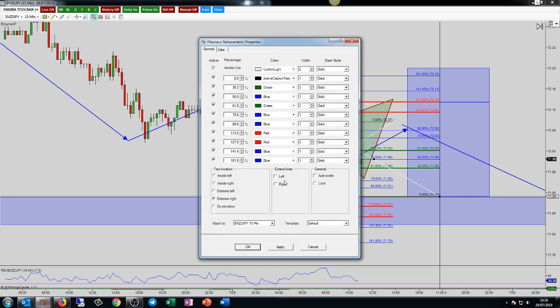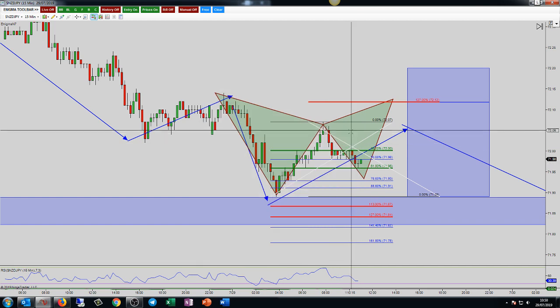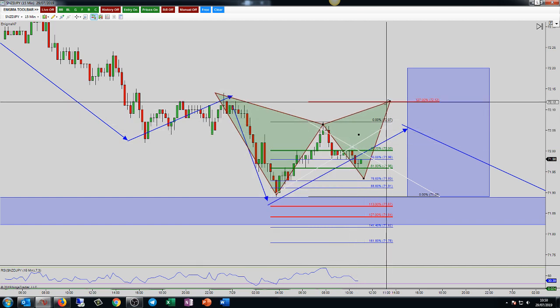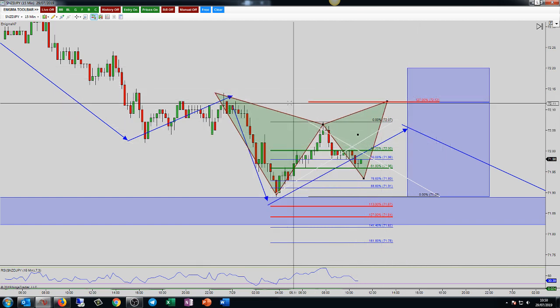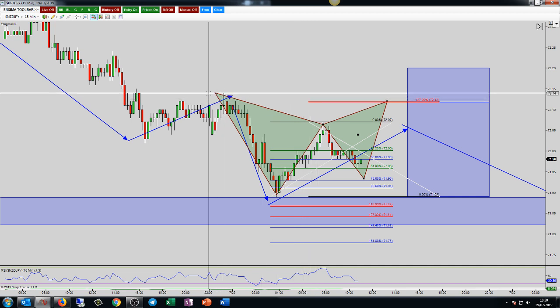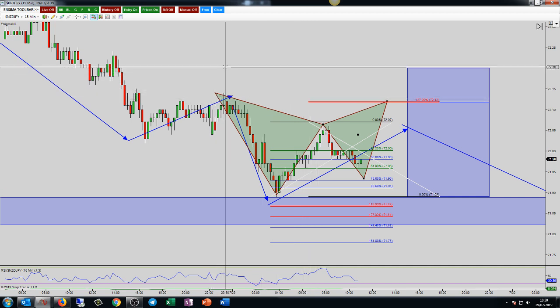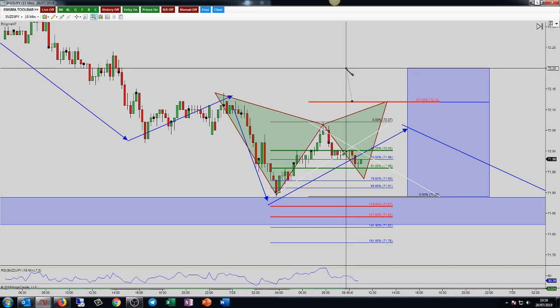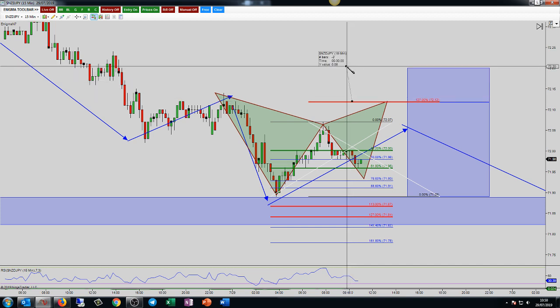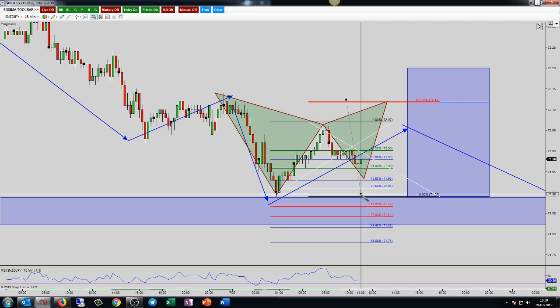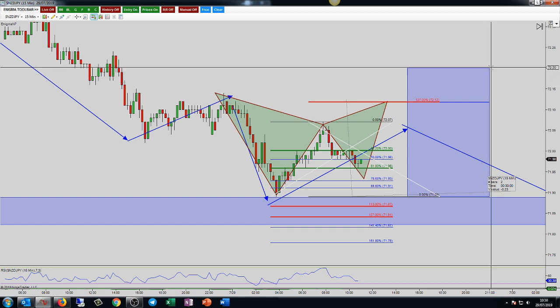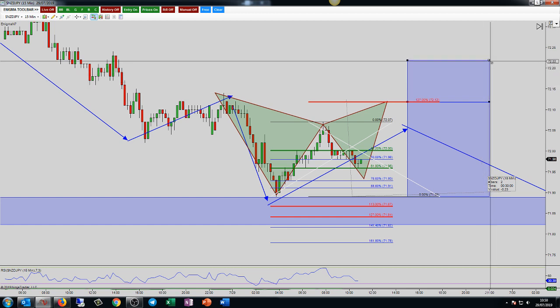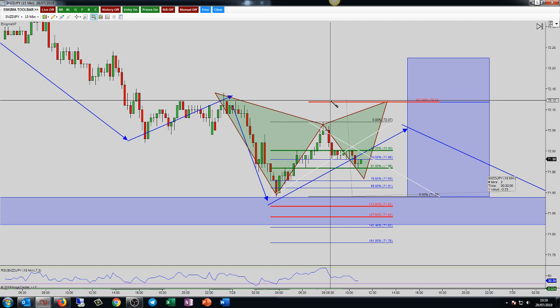Okay, your entry would be a 127 extension up to this point. Look at that, almost to the nose. And we've gone 6 pips above the high here. Yeah, it's 2 ATRs. Okay, so the risk on this trade would be 8. The reward, 23.